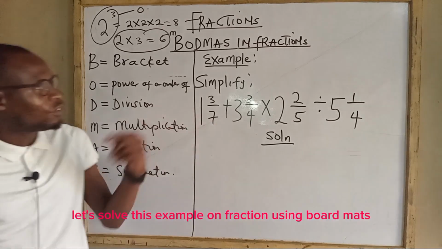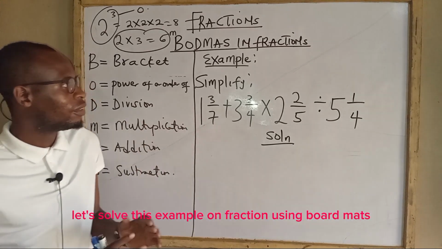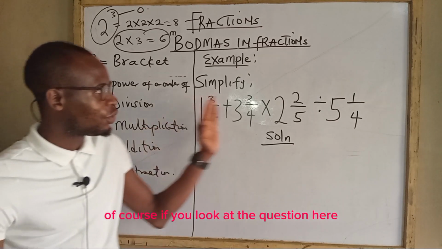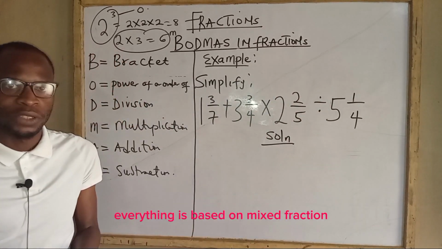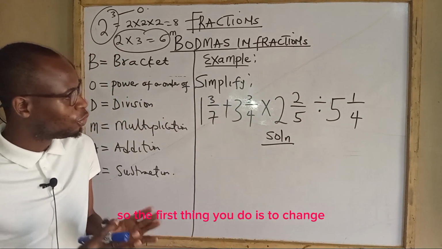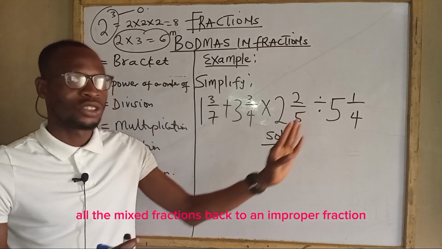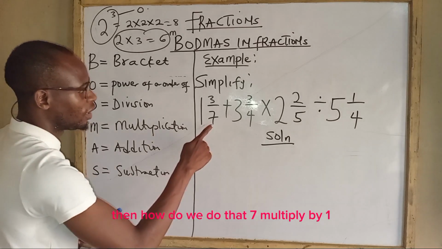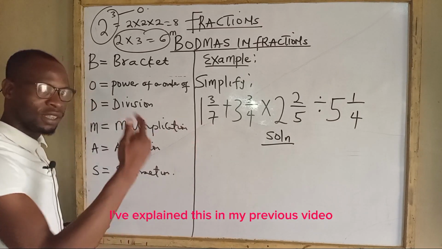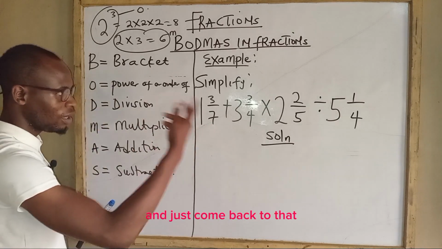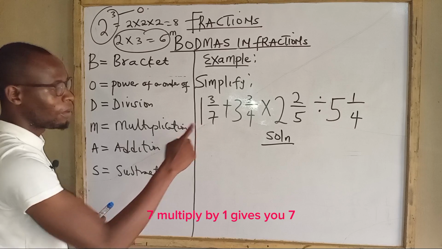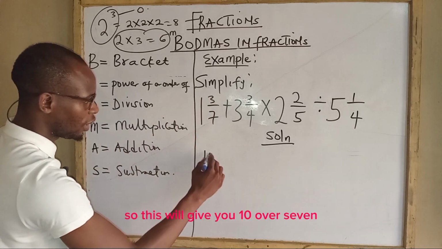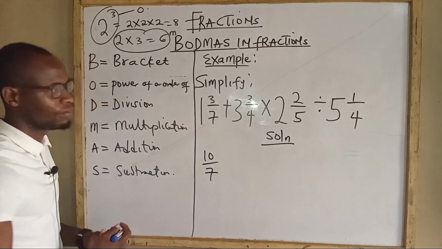Okay, so let's solve this example on fraction using BODMAS. If you look at the question here, everything is based on mixed fraction. So the first thing you do is to change all the mixed fractions back to improper fractions. How do we do that? I've explained this in my previous video. 7 multiplied by 1 gives you 7. 7 plus 3 gives you what? 10. So this will give you 10/7.